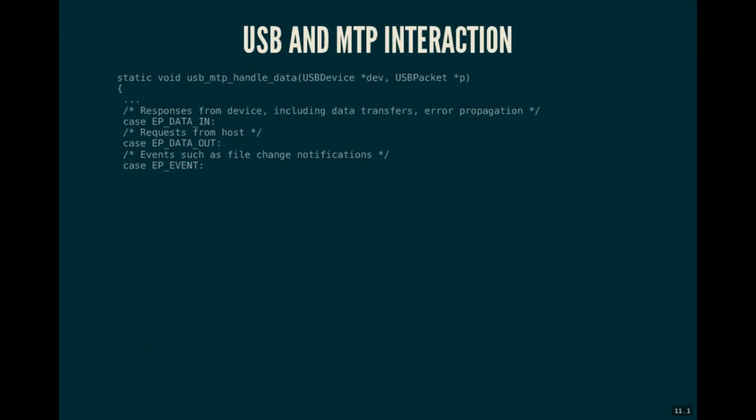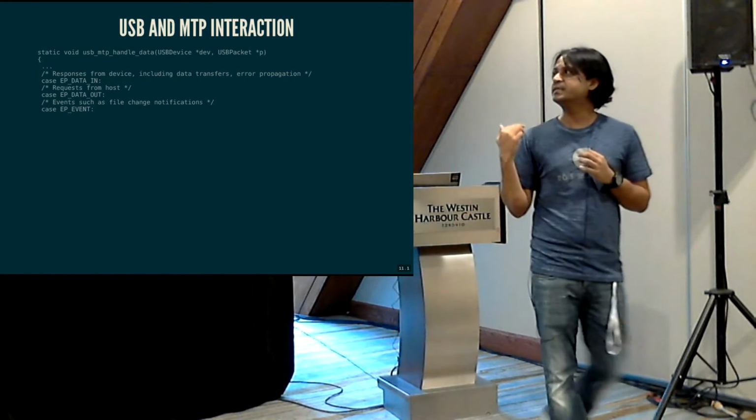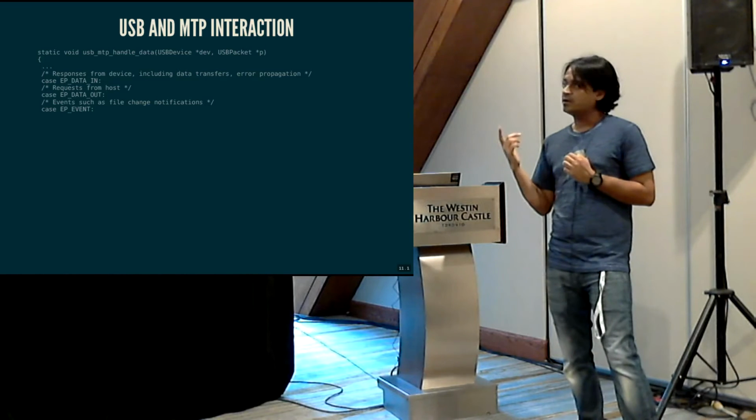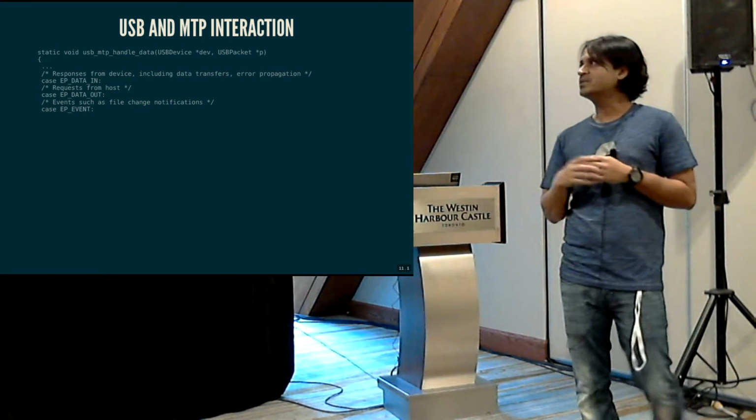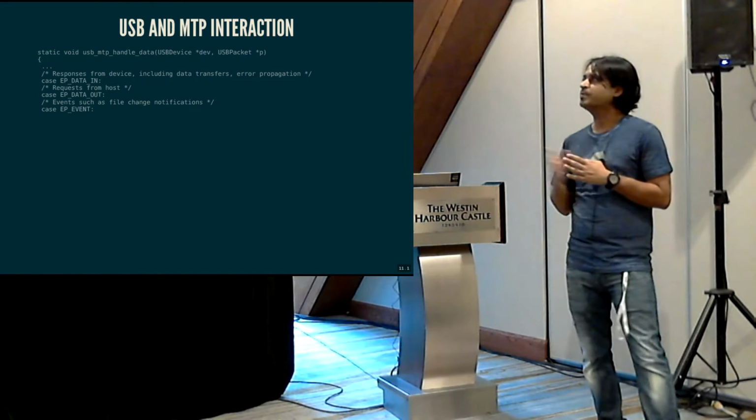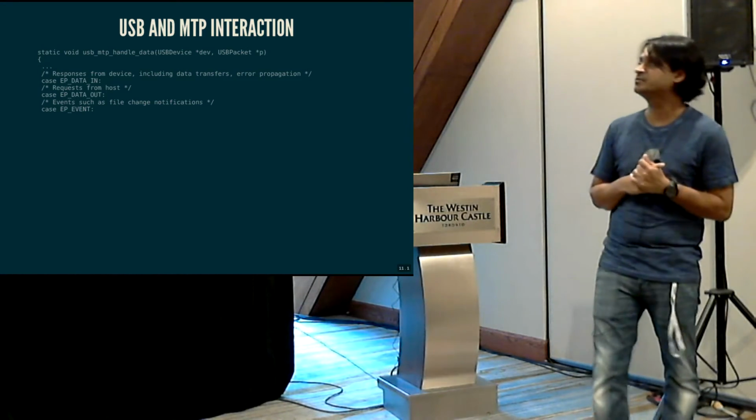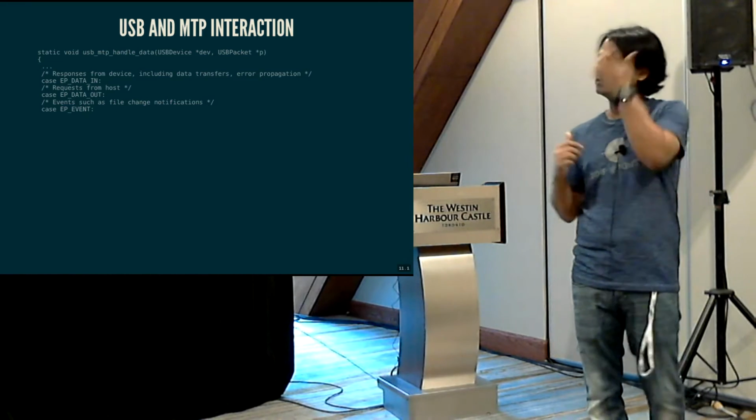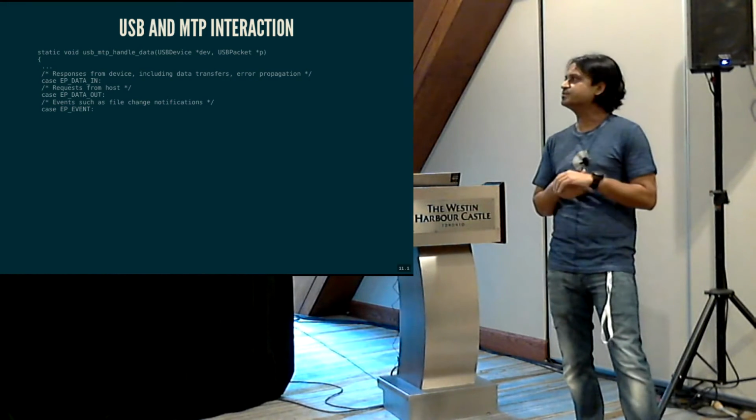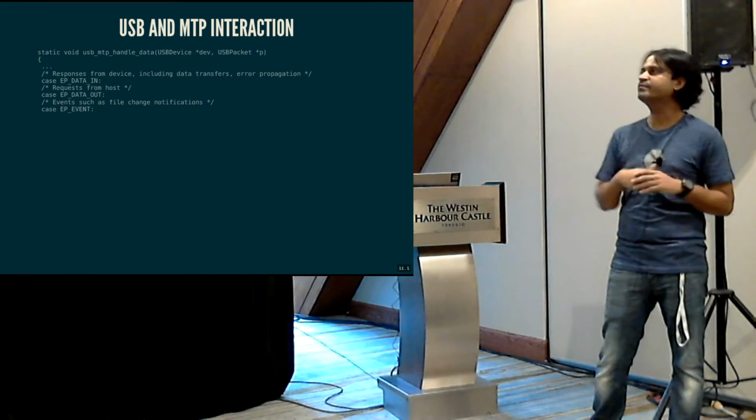And finally, as far as the interaction between USB and MTP is concerned, this is the hook: USB-MTP handle data. There are 3 cases. Data in is when there are responses from the MTP device or Qemu that need to be sent out. That's where they get filled up with the MTP data structure, and then they get sent out. If there is a request from the host, then the data out case is the one that the code looks for. It gets the USB packet, formats the MTP control structure, and gets whatever request the guest has regarding MTP, then processes it, and then waits for the next EP data in event.